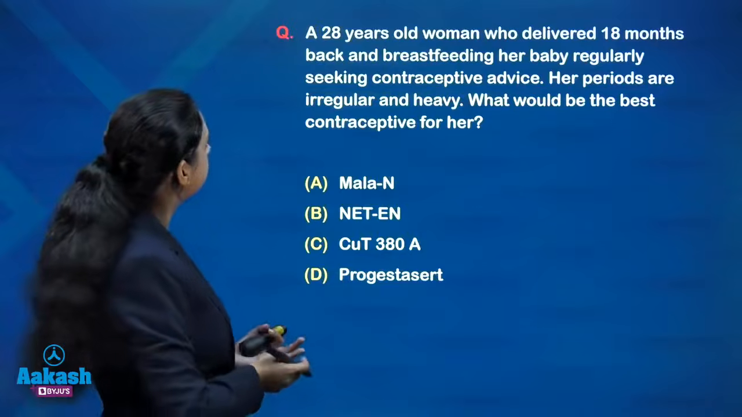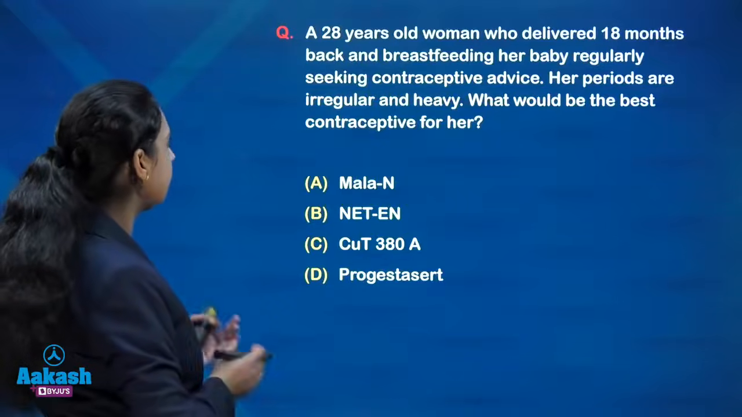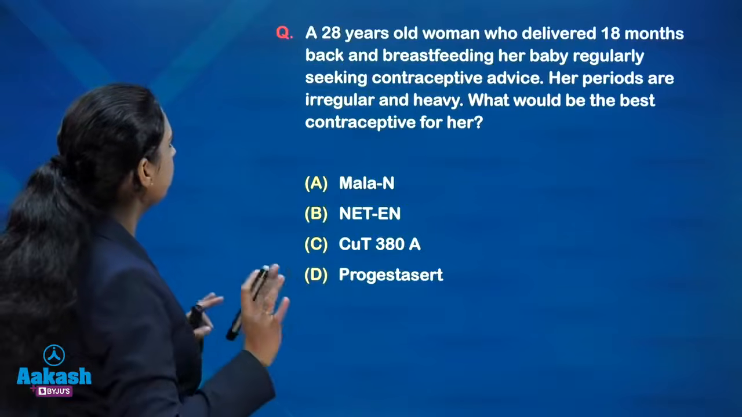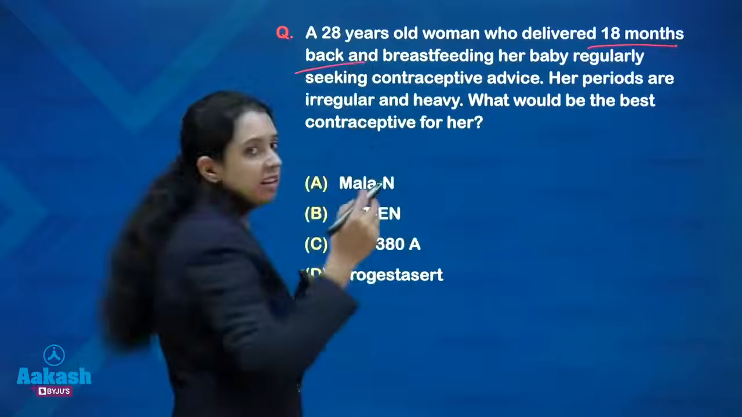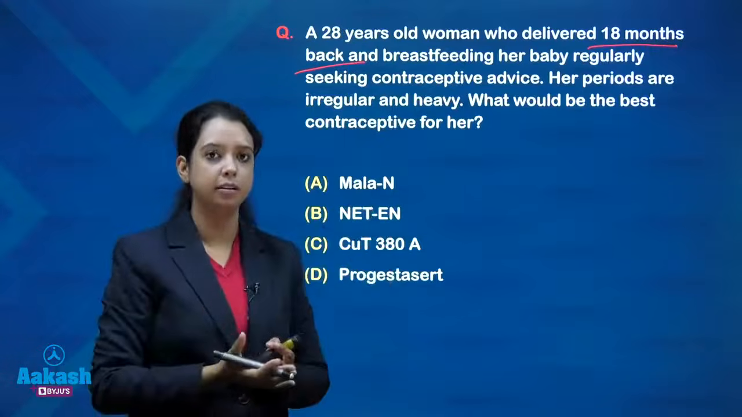Yeah. Next question. 28-year-old woman who delivered 18 months back and is breastfeeding is seeking contraception. Her periods are irregular and heavy. What will you give? Now she is 18 months, it means you can give anything in her. It has been 1.5 years since she has delivered. So all the contraceptive methods can be given.